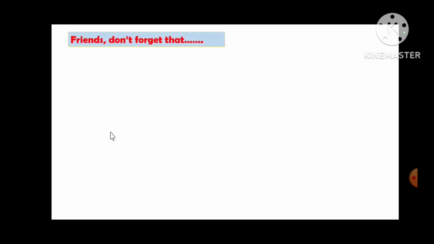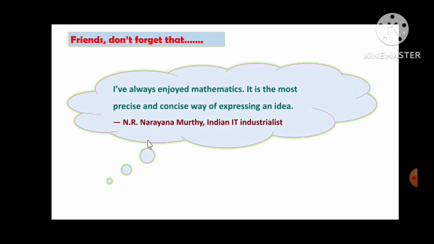So friends, you should not forget the famous words by N.R. Narayana Murthy, an Indian IT industrialist. He says that I have always enjoyed mathematics. It is the most precise and concise way of expressing an idea.